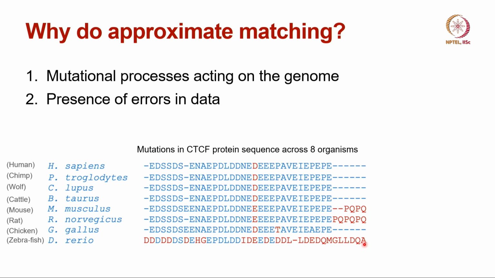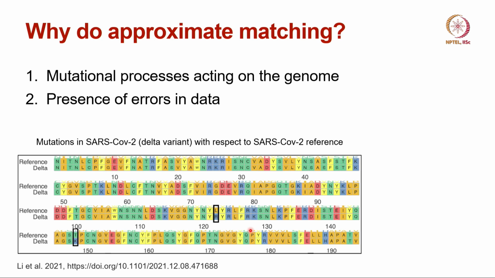So now when we are doing pattern matching of such sequences and we are comparing such sequences, naturally we have to allow some differences in the matches in order to see how these sequences compare to each other. Similarly, we can take one more example. Here we are considering mutations in SARS-CoV-2 data. So for example, if you compare SARS-CoV-2 genome sequence from Delta variant versus the reference sequence of SARS-CoV-2, here also you can see that there are certain mutations occurring in the protein sequences which necessitate approximate matching of these sequences.